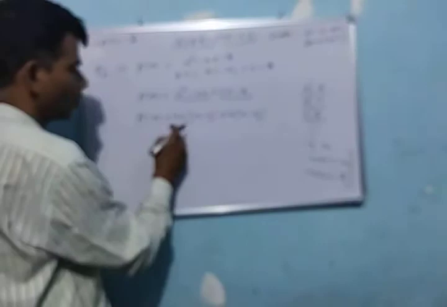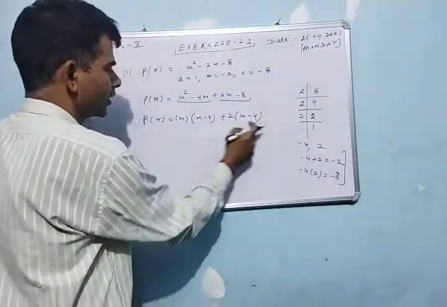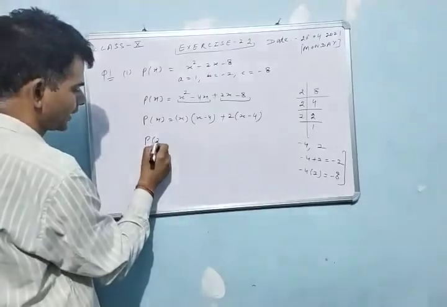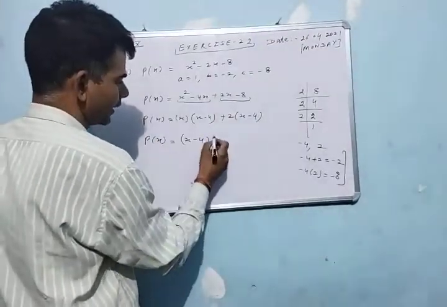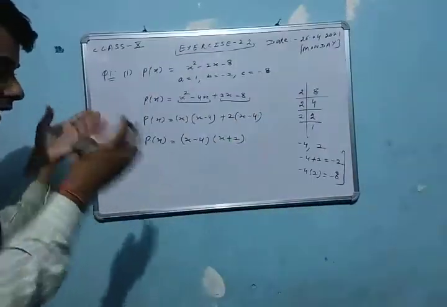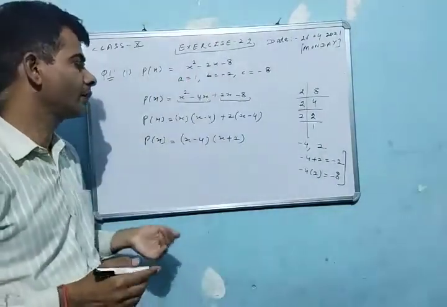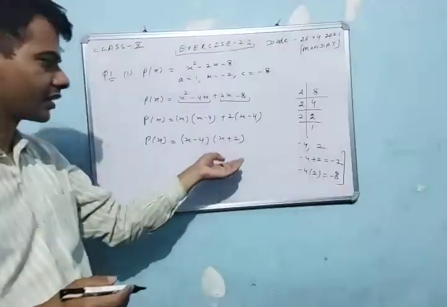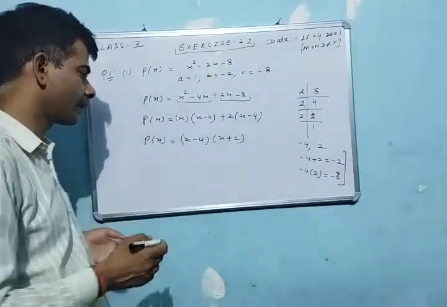Now students, what is common in these two terms? X minus 4 is common, that is p of x. Now student, x minus 4 and x plus 2. Now we have to find out the zeros of the given polynomial. These are the factors.